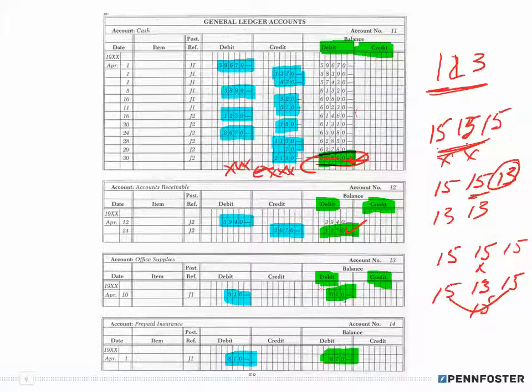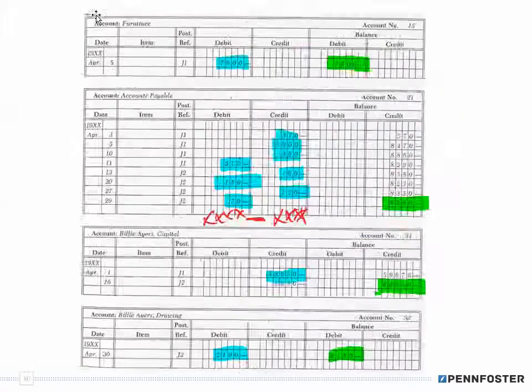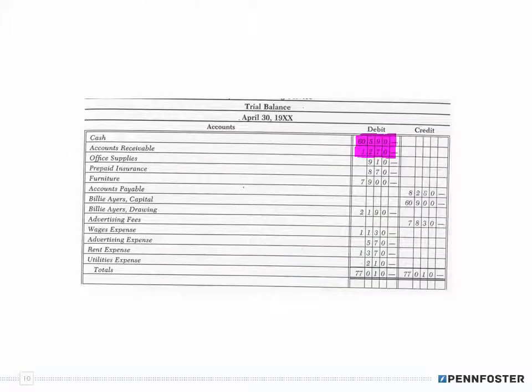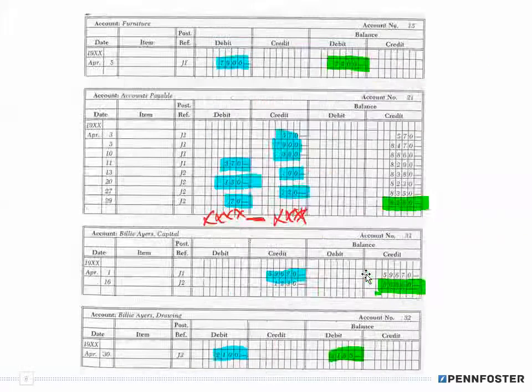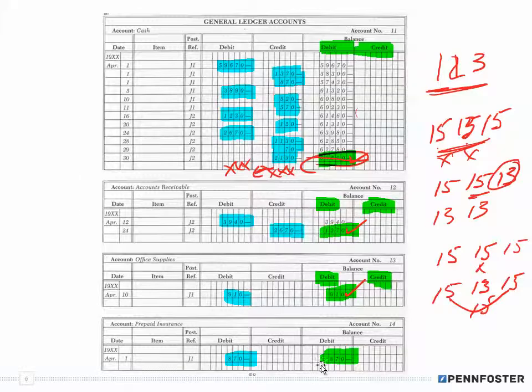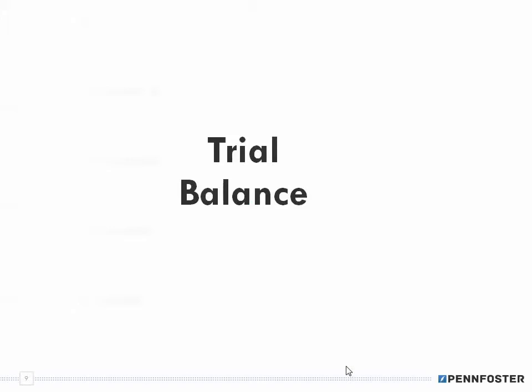So office supplies, I have a debit of $9.10. I'll come down to the trial balance, and under office supplies, I have a debit balance of $9.10. Great. Back up, and that's all I'm going to do, just go down through each and every one of these. Prepaid insurance, a debit balance of $8.70.